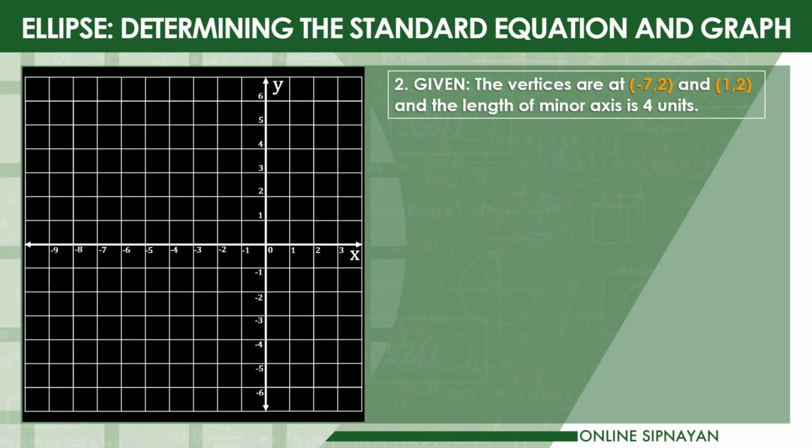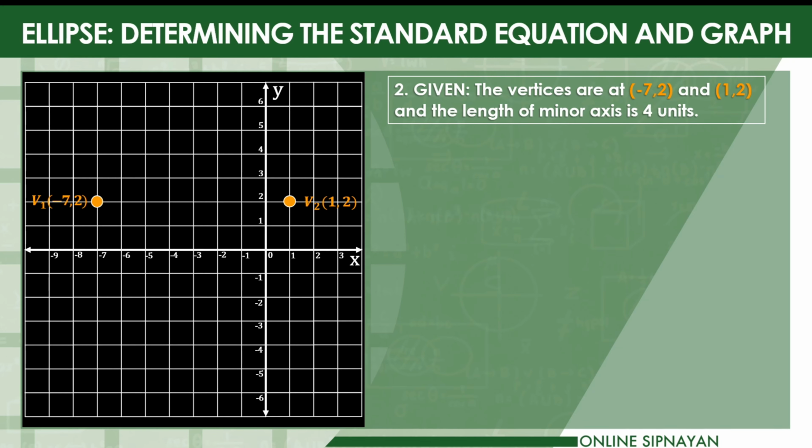Let's try this example number 2 with given vertices at (-7, 2) and (1, 2) and the length of the minor axis, which is 4 units.